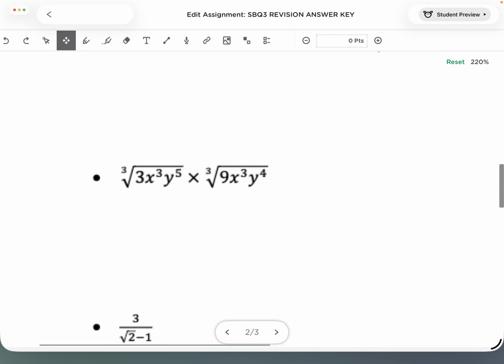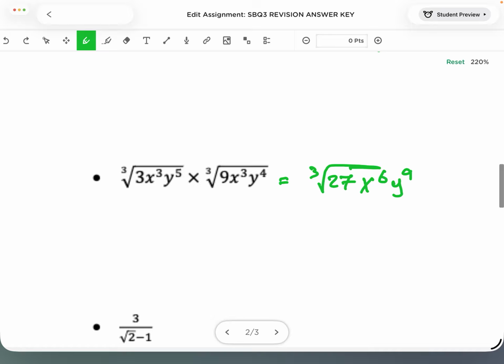Now, what should I do here? Now I multiply the numbers with each other. This is the third root. 9 times 3 is 27. For x, we add the powers to get power 6. y to the power of 9. So the third root of it will be 27 to the power 1 over 3, x to the power 6 over 3, y to the power 9 over 3. The result will be 3 x squared y to the power 3. That's it. This one is a piece of cake question.